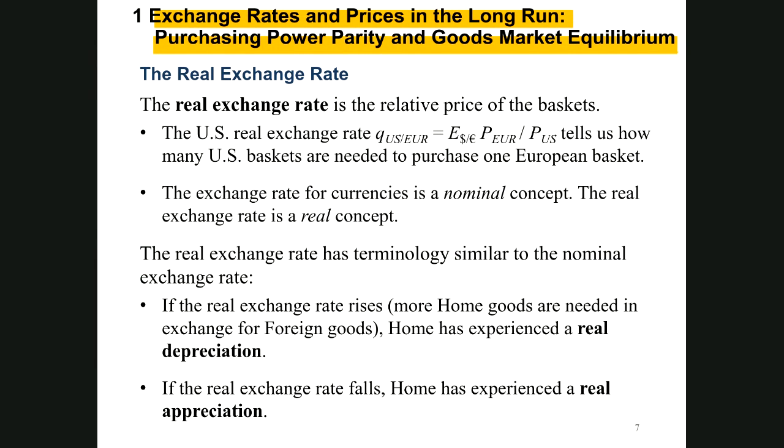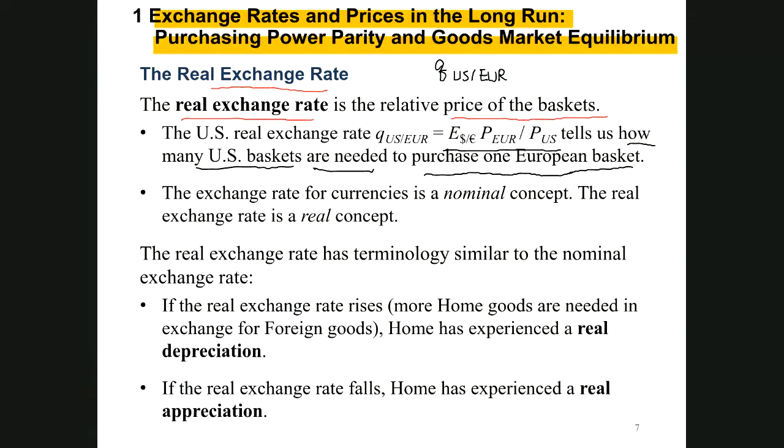Okay, so here is just another term, but it represents the same thing. The real exchange rate is the relative price of the basket of the goods. The real exchange rate Q, US per euro, is equal to this. It tells us how many US baskets are needed to purchase one European basket. So once again, by the convention in the books, the first one is the home country and this one is the foreign country.